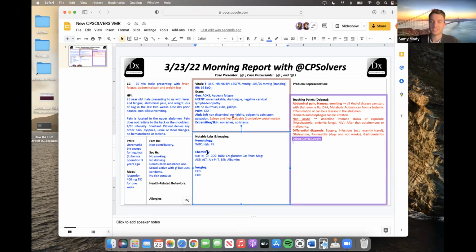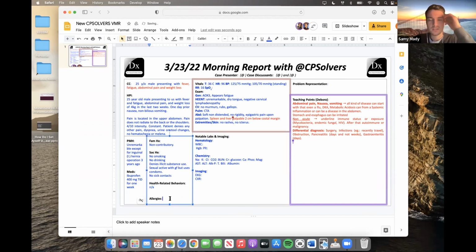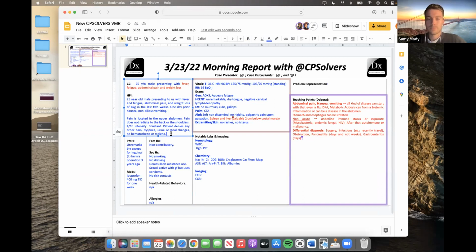Okay, yeah, great discussion. Just to give you more information, he had no health-related behaviors and no allergies. And on the history of the presenting illness, no arthralgias. He took the ibuprofen for the abdominal pain. So proceeding to the labs, his white count was 11,500 with 53% neutrophils, 34% lymphocytes, and 10% monocytes.